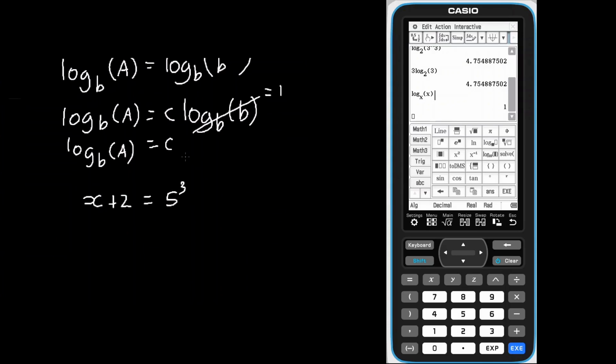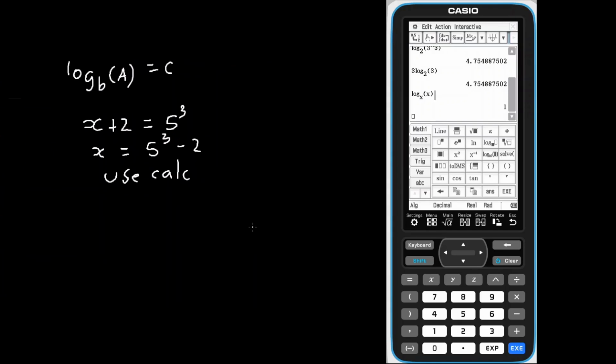All right, now we can easily solve this, right? Now it's 5 to the power of 3 minus 2. Just use calc. And then you can grab your answer from the previous, which says it's 123. Okay? Wherever you can, try and use the calc as often as possible. Because you don't want to make silly mistakes from trying to simplify things yourself but making errors.